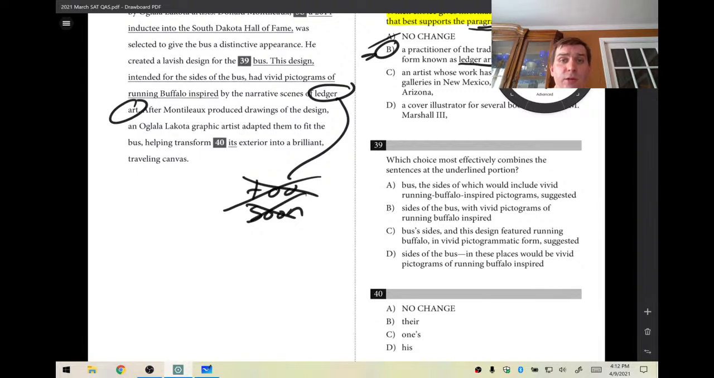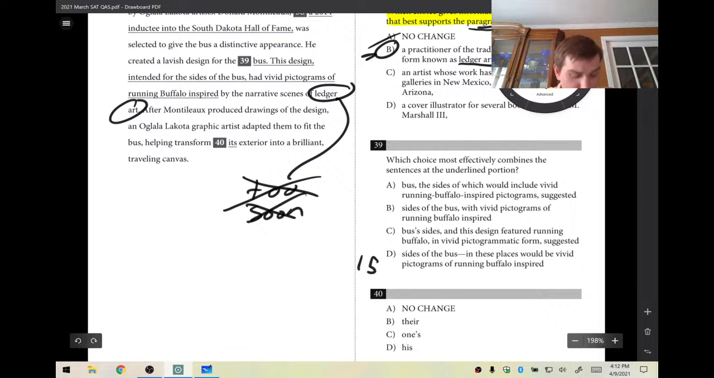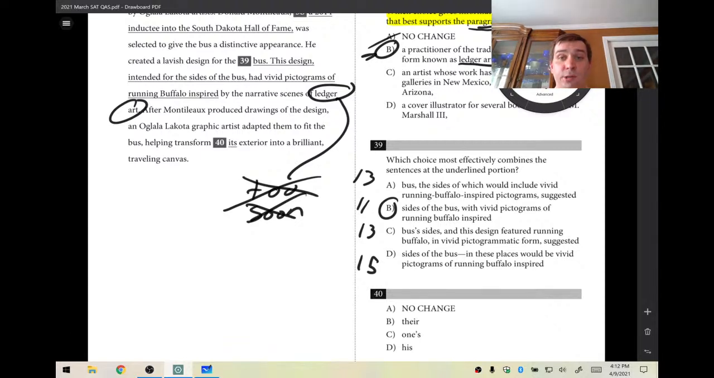I'm curious if anyone did the tedious thing. Did anyone count the words? I did. Answer choice D was 15 words long. Answer choice C was 13 words long and contains a stutter. Answer choice A was 13 words long. And answer choice B was 11 words long. Count the number of words. Wordy answer choices are often incorrect answer choices. They often contain stutters. I'm going to read the stutters.